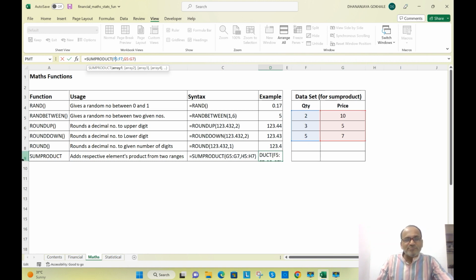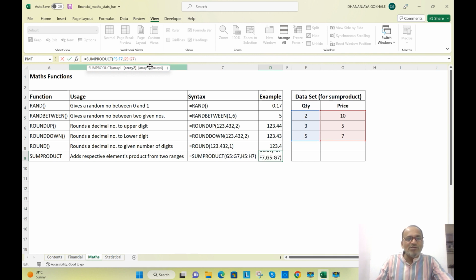So now since we are already here, we'll take a look at the function. SUMPRODUCT function needs only two arguments. It says array1. Array means it is a range of data. So the range of data is shown as F5 to F7. That means this is F5, F6 and F7. So from here to here, that is array 1.